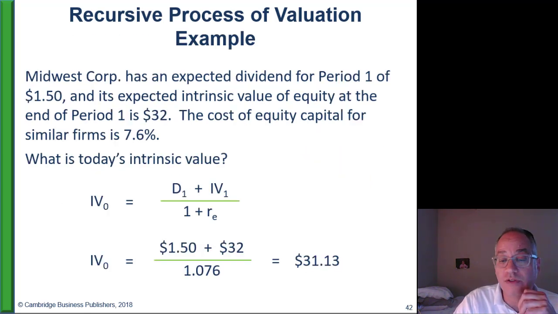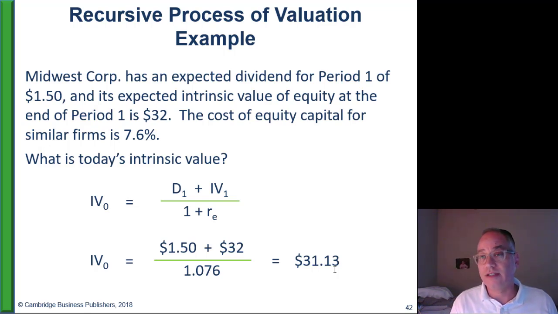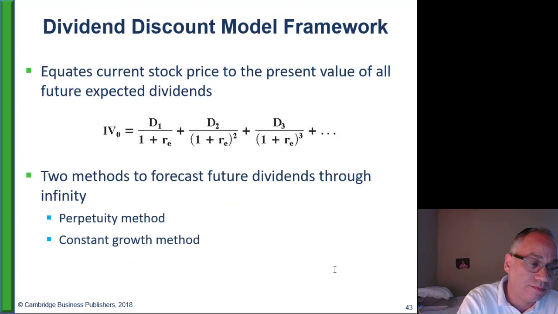So you can make this into a model. You can say that the intrinsic value is equal to the dividend plus the expected future stock value divided by 1 plus the expected rate of return. And then get a value, in this case, $31.13. So $31.13, giving you a return of 7.6%, would include a $1.50 dividend plus selling the stock for $32.